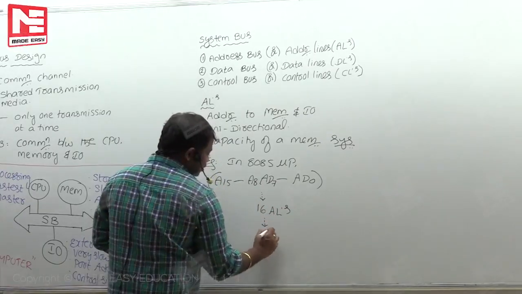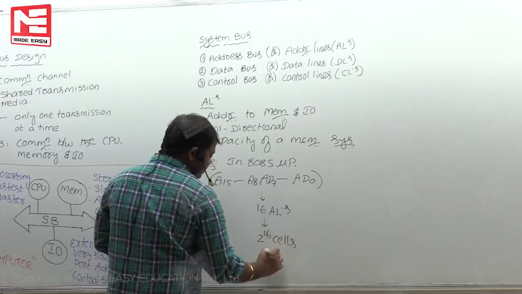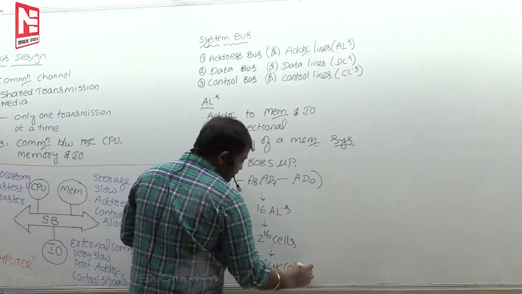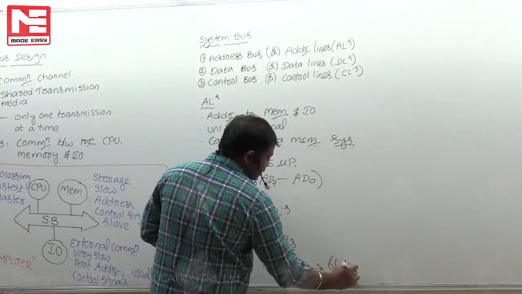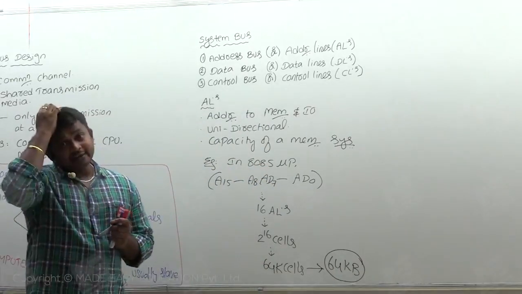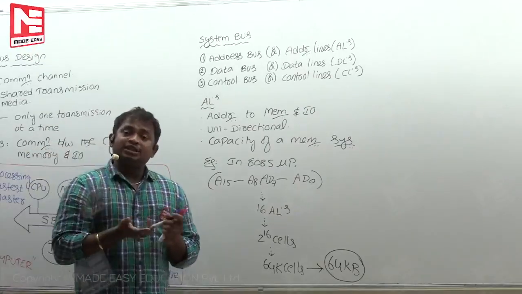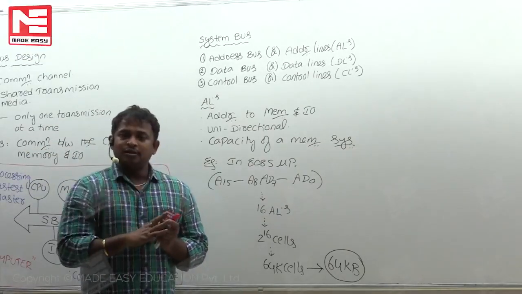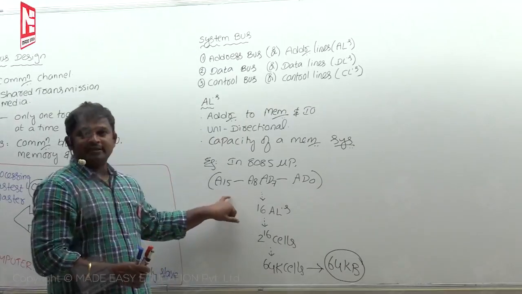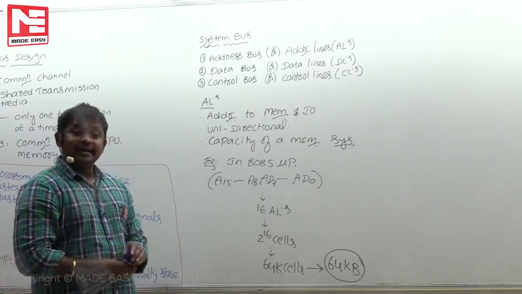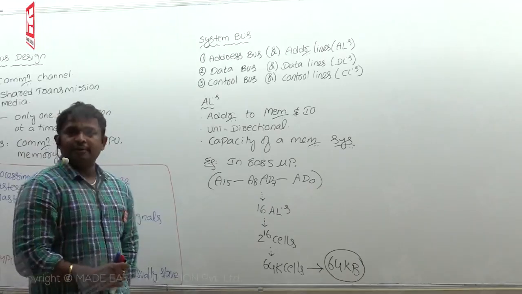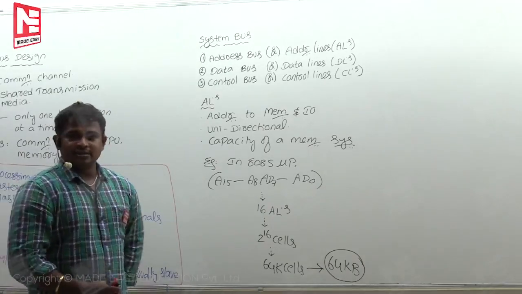16 address lines means 2 to the power of 16 cells of a memory present. 2 power 16 cells means 64 kilo cells of a memory present. By default cell size is 1 byte, that is 64 KB. So in the 8085 microprocessor, only 64 KB main memory is possible. More than that is never possible, because only 16 address pins are there. So the system bus contains 16 address lines. Therefore, main memory will be restricted to 64 KB. More than 64 KB, the system does not support.